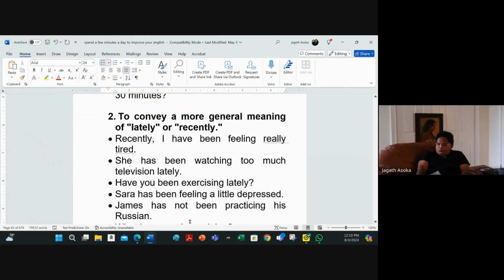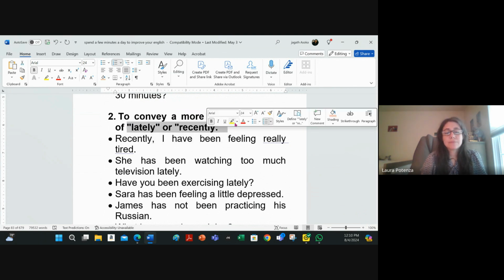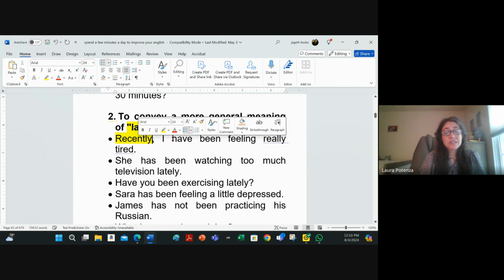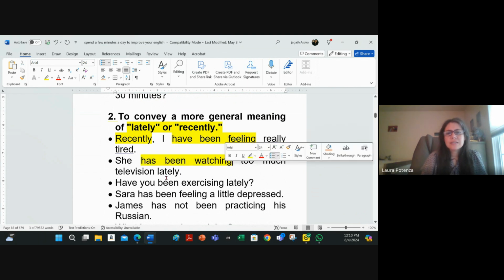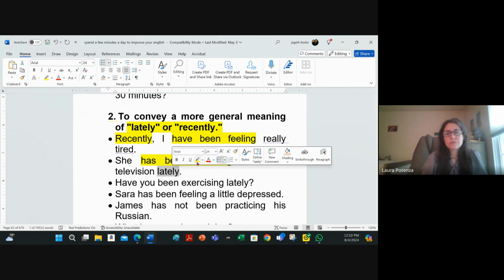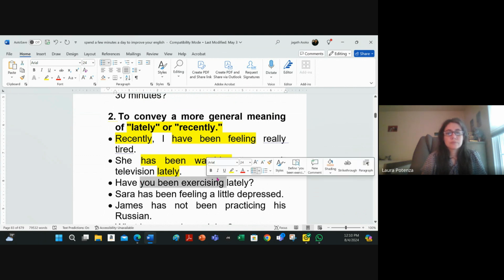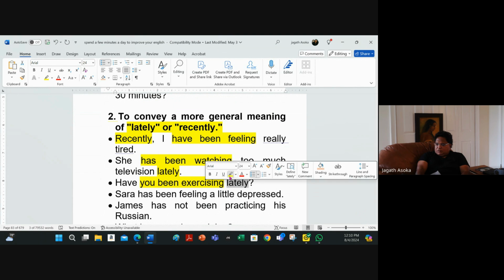Second, you can use this to convey a more general meaning of lately or recently. Examples. Recently, I have been feeling really tired. She has been watching too much television lately. Have you been exercising lately? Sarah has been feeling a little depressed. James has not been practicing his Russian. Okay, let's move on.